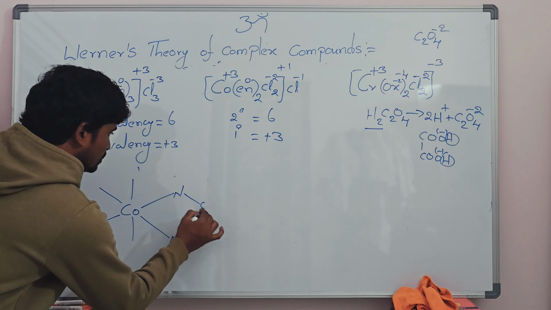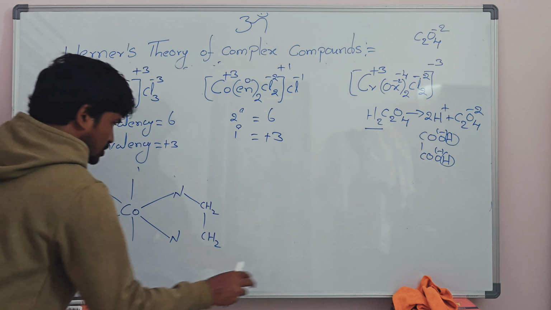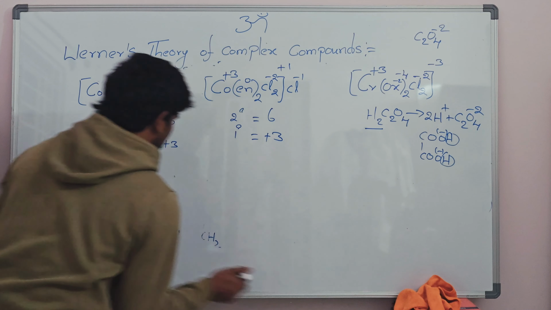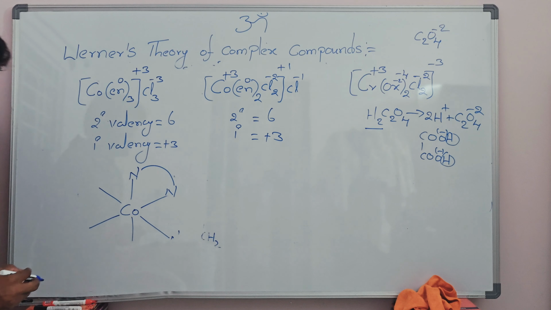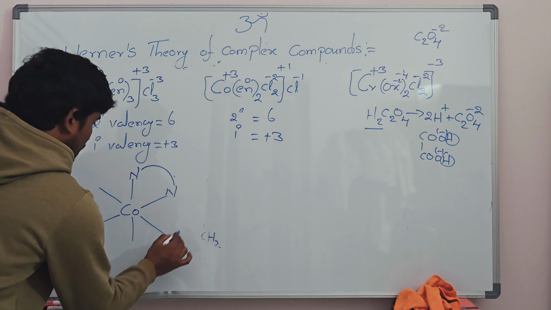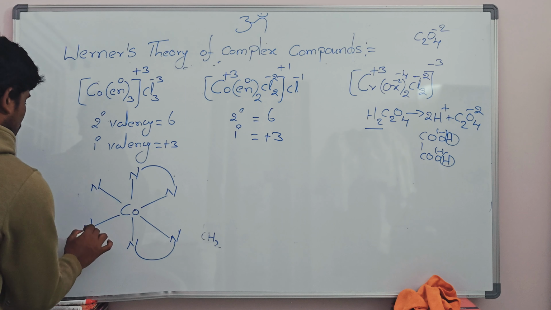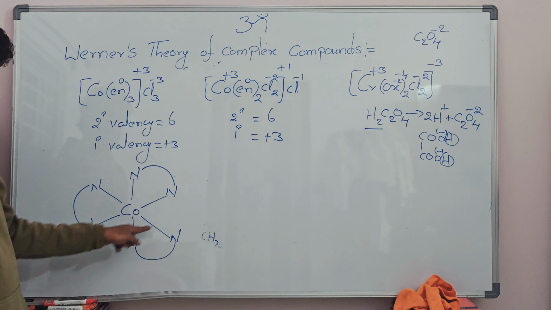Nitrogen connected with CH2 representation. Nitrogen connected like this. This is a simple way of representation I am using. Nitrogen connectivity. Here around the cobalt, 6 ligands are present.